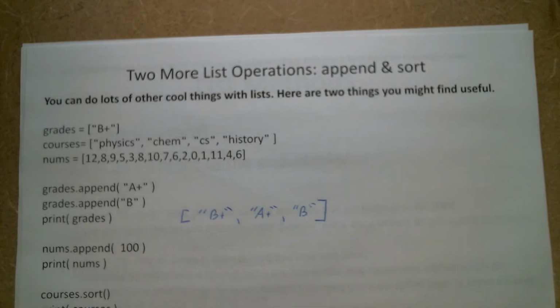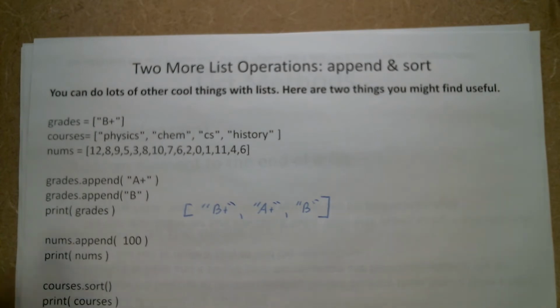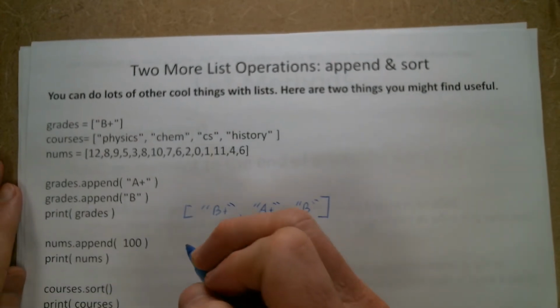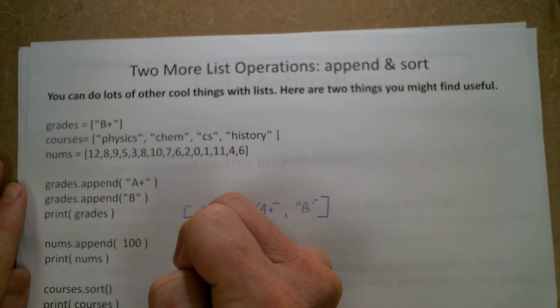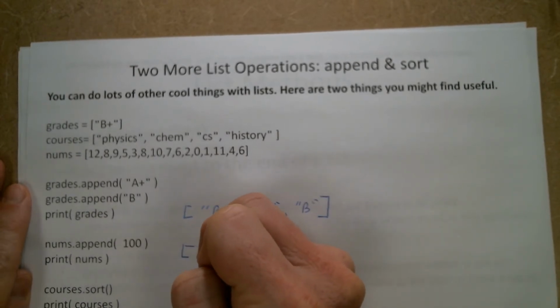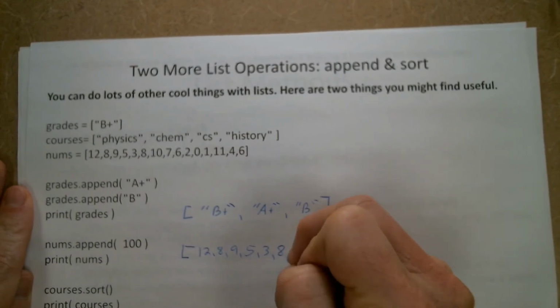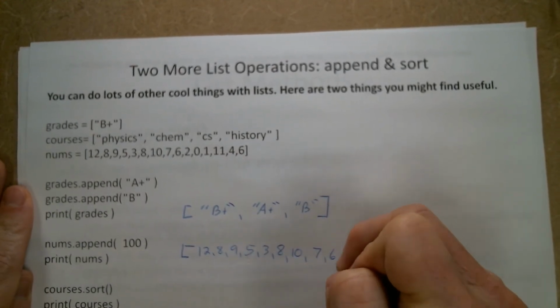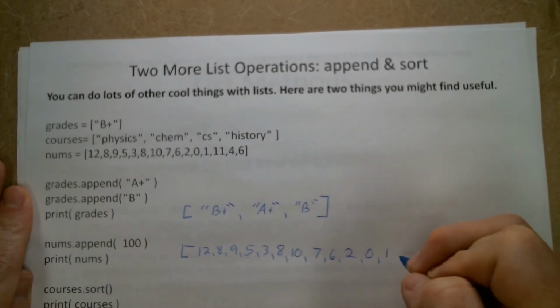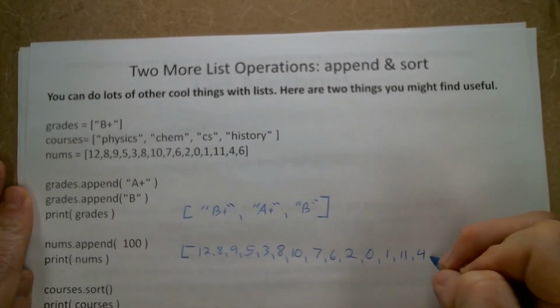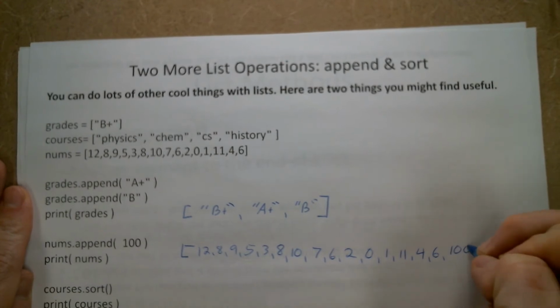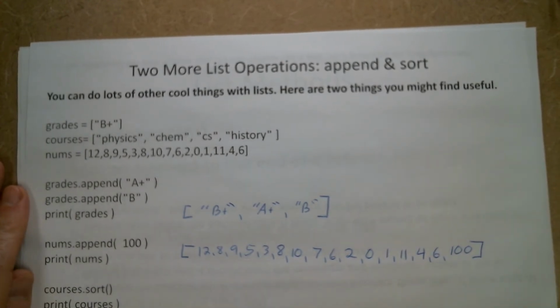Same thing if it's a bunch of numbers. So when I say nums append 100, that's going to automatically stick it on the end. So we would just print out 12, 8, 9, 5, 3, 8, 10, 7, 6, 2, 0, 1, 11, 4, 6, and then the 100 goes at the end, because again, append is always sticking it on the end.